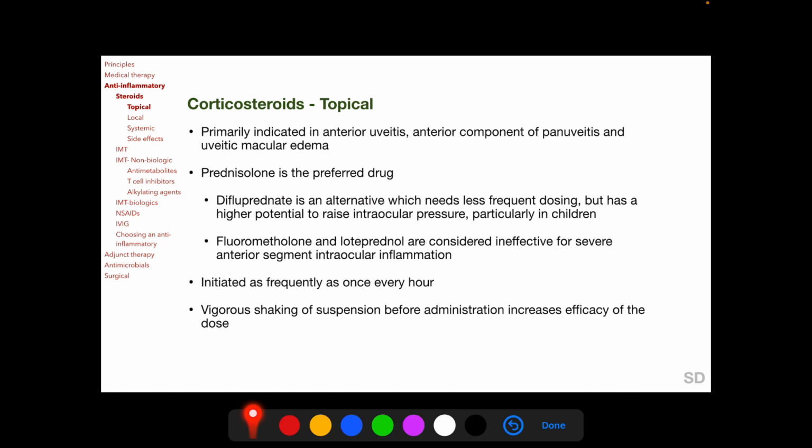Difluprednate is an alternative which needs less frequent dosing but has a higher potential to raise intraocular pressure, particularly in children. And fluorometholone and loteprednol are considered ineffective for severe anterior segment intraocular inflammation. So this is also very important to remember. And corticosteroids are initiated as frequently as once every hour. And prednisolone being a suspension, the patient or his relatives should be advised to vigorously shake the bottle before administration, which increases the efficacy of the dose.